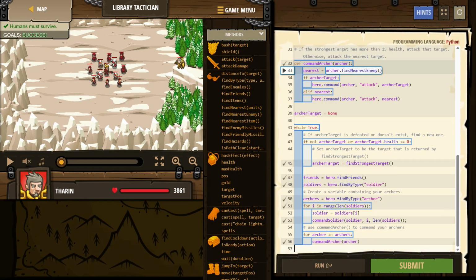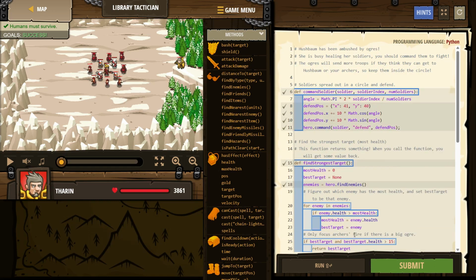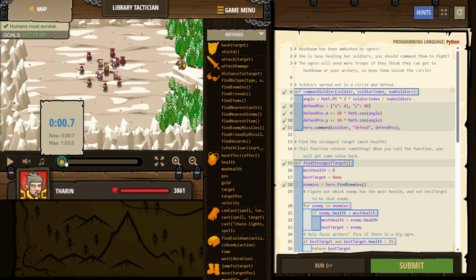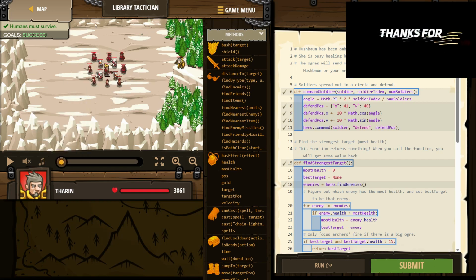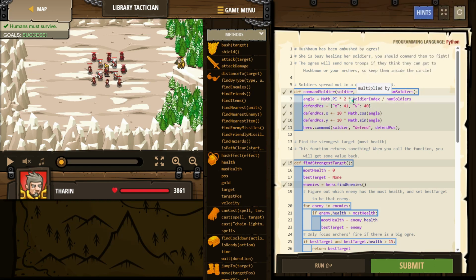So, here we have our code. It may look really overwhelming at the start because it's 56 lines of code, and at the second, it looks really bad. So, first thing, this is what we have. We have command soldier, index, and number of soldiers. So the angle is math.pi times 2 times the index of the soldier divided by the number of soldiers. And the position you're supposed to defend is Hoshbomb's. And defend_pos.x equals 10 times math.cos of angle. Defend.y equals 10 times math.sin of angle.